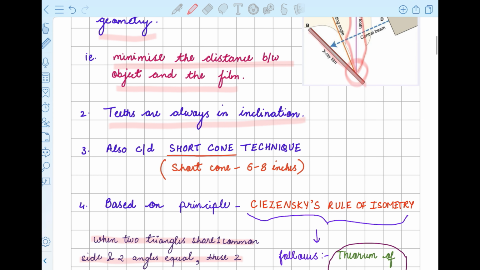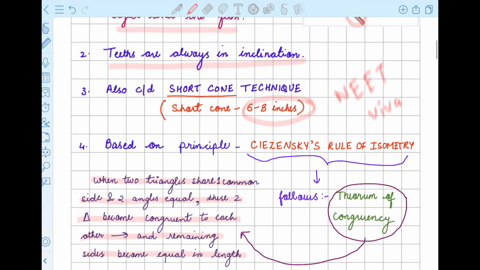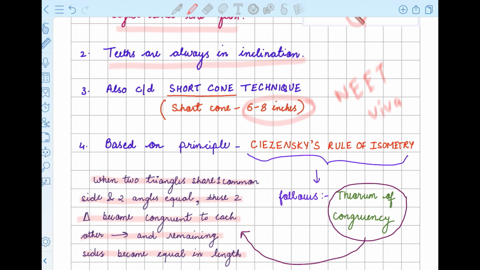So this technique is also called short cone technique. Why? Because it uses a short cone of 6 to 8 inches. All these questions are asked in NEET as well as in Viva separately. And the bisecting angle technique is based on Cieszynski's rule of isometry.